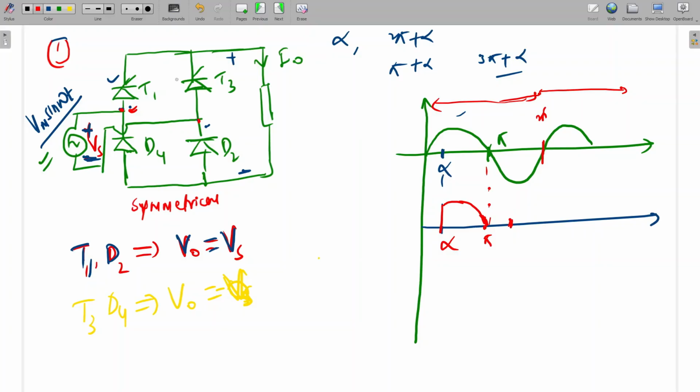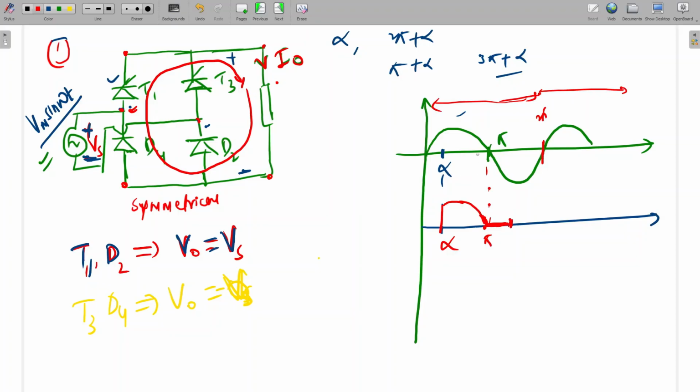Before T3, this current is constant current, so it needs some path. D2 will not follow this path since D2 is reverse bias. Since D4 is forward bias, the current will follow this path, in this loop. If it follows in this loop, this point and this point are shorted. It means we can say that the output voltage here is 0. So here to here output voltage will be 0.